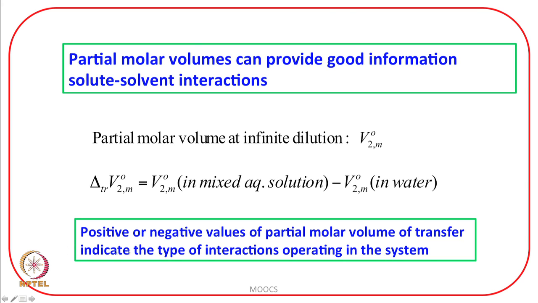Positive or negative values of partial molar volume of transfer indicate the type of interactions operating in the system. Because this transfer volume can be positive, it can also be negative. Volume is always a positive quantity, like entropy is always a positive quantity. But the partial molar properties need not always be positive. Partial molar property can be negative. So, what I am trying to say is the volume is always a positive quantity, but partial molar volume can be a negative quantity. Whether it is positive or negative, it carries a lot of meaning.